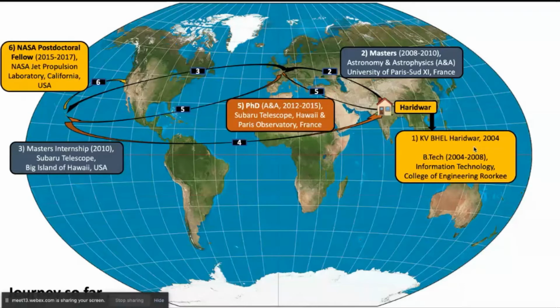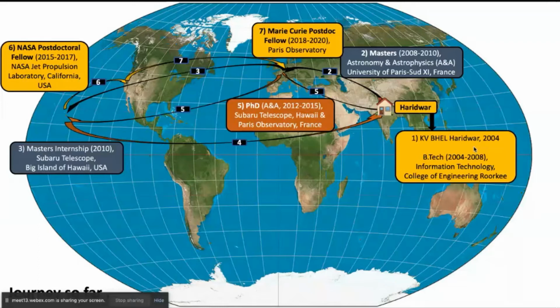I went to join Jet Propulsion Laboratory as NASA postdoc fellow, and I continued the development of instrumentation to find exoplanets. Then I came back to Paris as a Marie Curie Postdoc Fellow. Postdoc is what you do after your PhD. You're like an early career researcher. So it's between your PhD and your permanent positions. Being a postdoc fellow is like you're on your own and you do your own research and you try to make your own space in this vast world of astronomy.